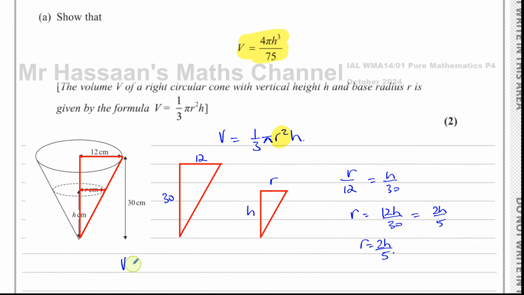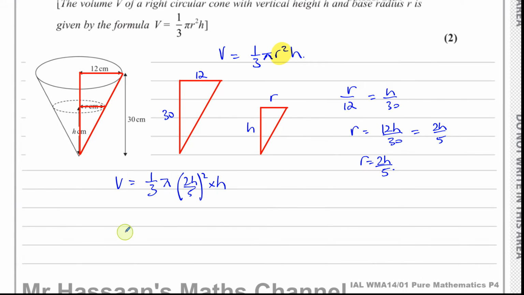So the volume of the cone is 1/3 times pi. So we've got the volume of the water now, which is defined as V anyway, so I'll just put V, is 1/3 times pi times r squared, which is 2h over 5 squared, times h.